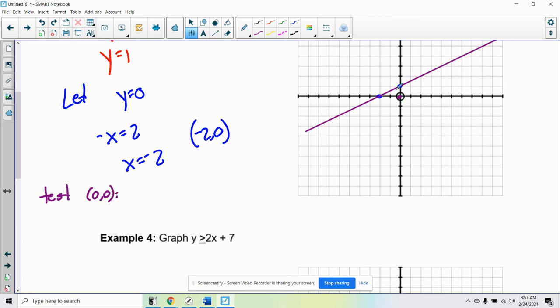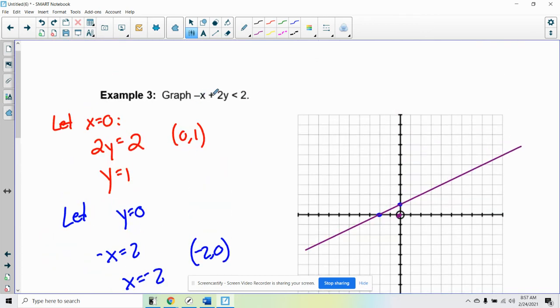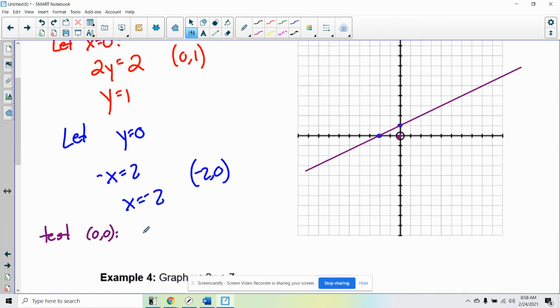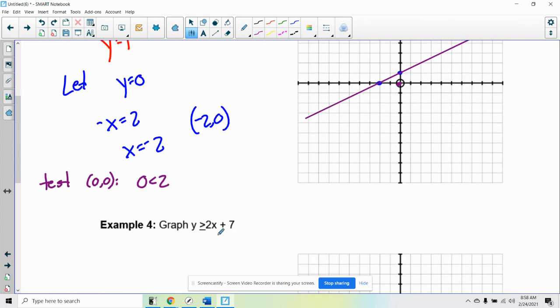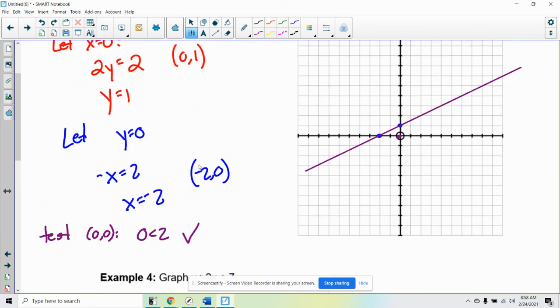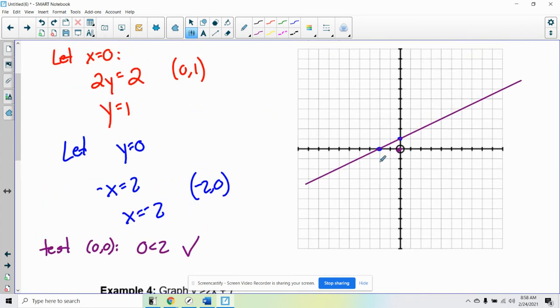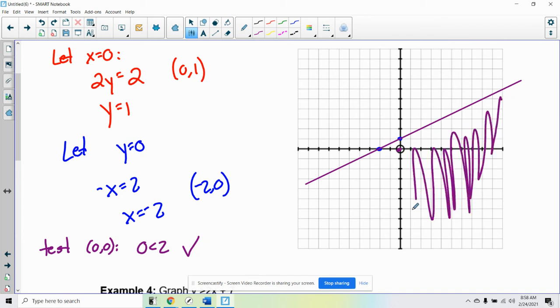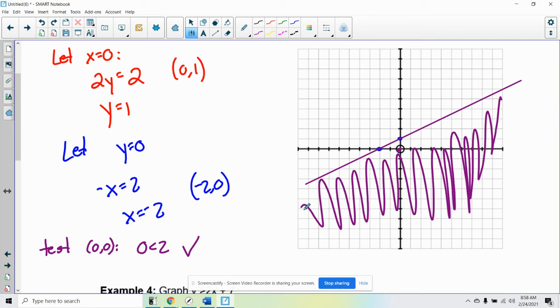Plug this into the equation. I get 0 plus 0 is less than 2. I get 0 is less than 2, which is true. That's good. 0, 0 seems to work. So the 0, 0 side is the side I want to shade. So that's going to be my solution set. That's the answer to that inequality, this entire region of the graph.